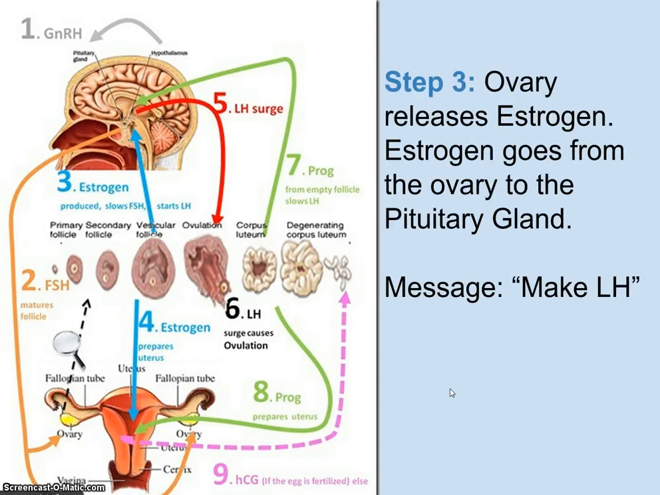Okay, the next thing that happens, the ovary is going to release estrogen. Now this estrogen is going to go to two places. The first place estrogen is going to go is back to the pituitary gland. So that's right here. Estrogen is traveling through the bloodstream, going back to the pituitary gland. It's sort of like the ovary and the pituitary gland are having a conversation. And this message says, hey, pituitary gland, you need to make some luteinizing hormone. And we're just going to call that LH, luteinizing hormone.